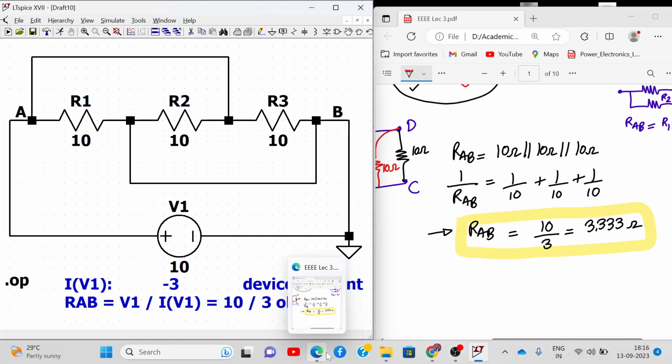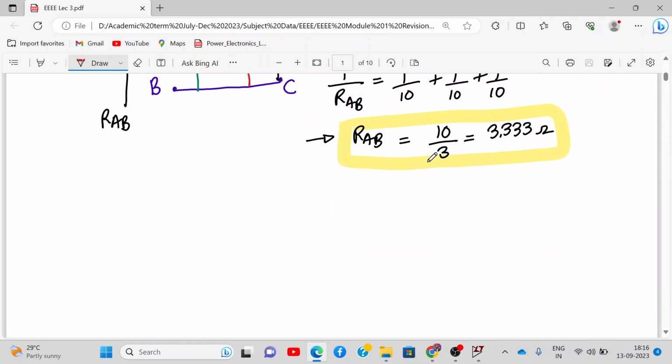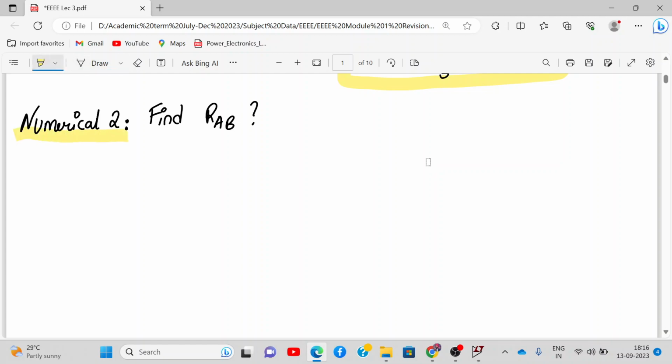Alright. Now let's go to the next numerical. So let me maximize this. Got it? So this way we can ask this numerical in exam for, let's say, 5 marks or so. Now let's go to numerical number 2. So let us write it down. Numerical number 2. So instead of writing find the equivalent resistance between point A and B, I'll write just find RAB. Okay, just to save some time.